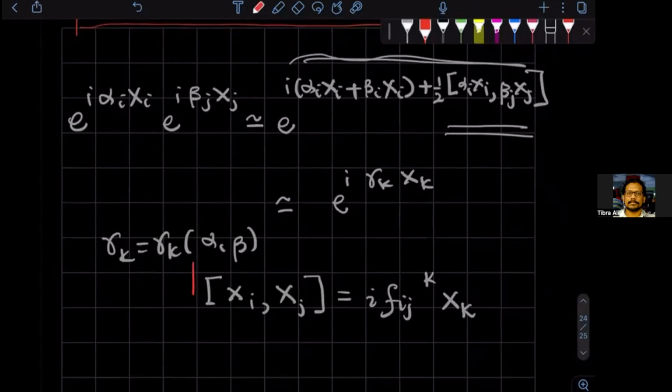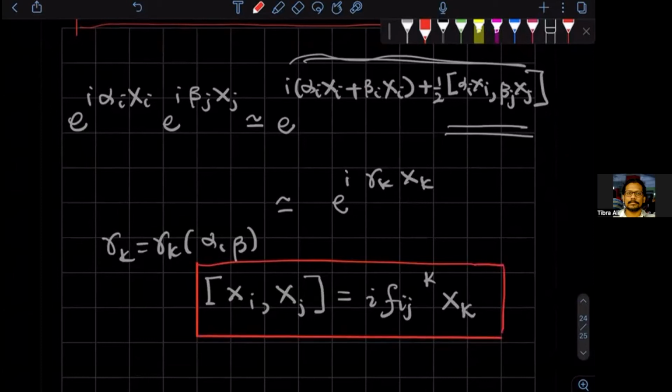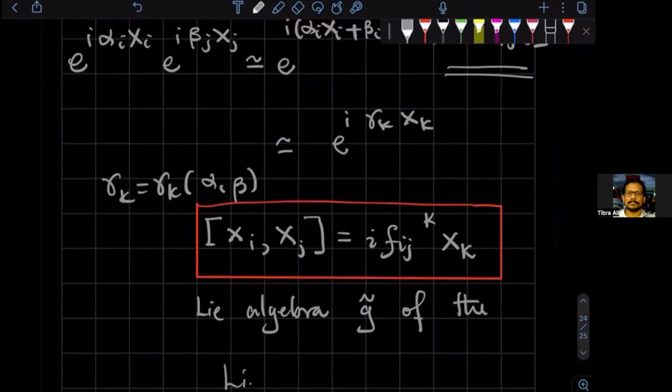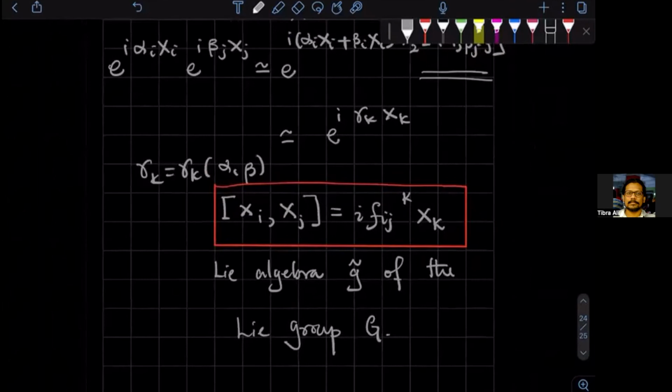And this relationship between the generators of a Lie group is called a Lie algebra. Okay, this is known as the Lie algebra G tilde of the Lie group big G. Okay, so let's call this equation star.